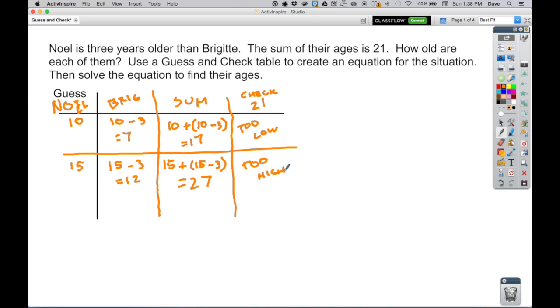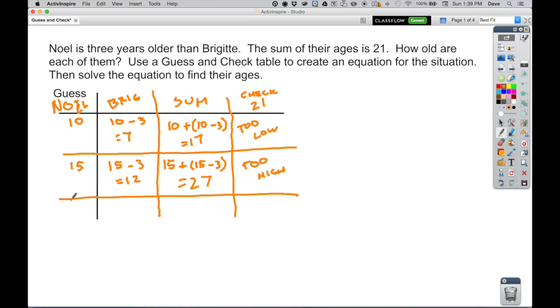But once again, what I want you paying attention to is the fact that what we did here in each column was the same process over and over. We made a guess for Noel's age. To find Brigitte's age, we subtracted 3 from Noel's age. We then took Noel's age and Brigitte's age and added them up, and we were looking to see would that equal 21.